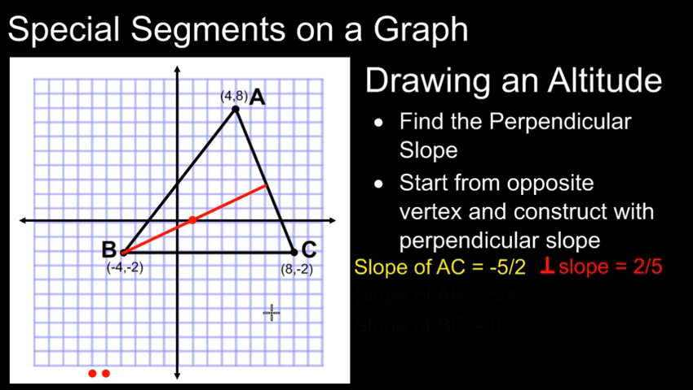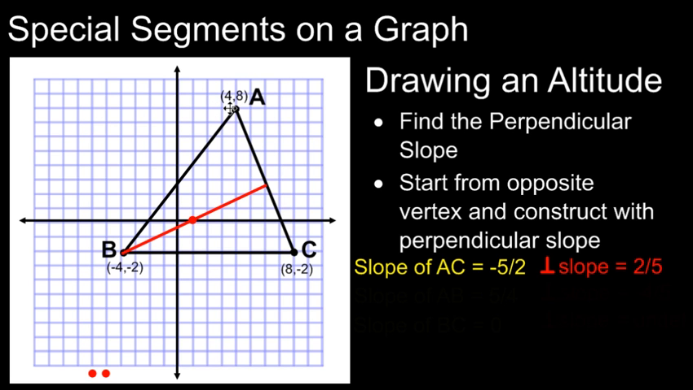Now we have our altitude. It forms that 90-degree angle. Now we're going to do the same thing, but we're going to do it with AB. So I start at B, I go up 1, 2, 3, 4, 5, 6, 7, 8, 9, 10, and I go over 1, 2, 3, 4, 5, 6, 7, 8.